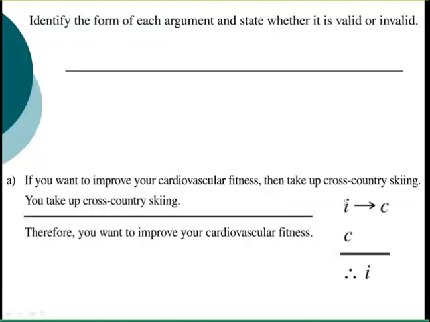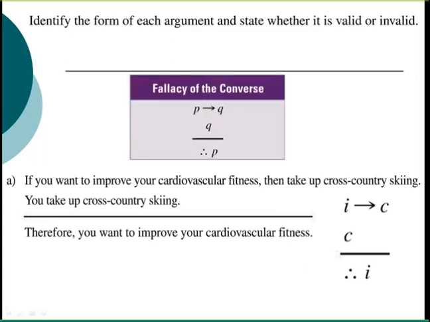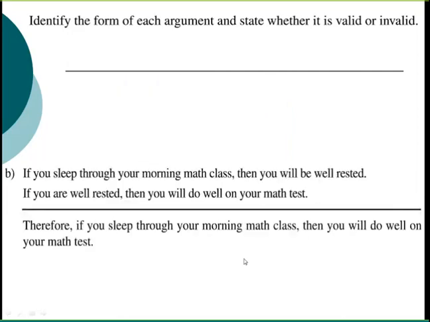So if I want to improve my cardiovascular fitness, I'm supposed to take up cross-country skiing, so I took up cross-country skiing. Does that mean that you wanted to improve your cardiovascular fitness? Well, it almost makes sense with a sentence, but think about it this way. Could I just take up cross-country skiing because I wanted a thrill? Could I take it up because my friends were doing it? Does that have anything to do with my wanting to improve my cardiovascular fitness? It could, but not necessarily. So that's why this is an invalid argument. It's not necessarily true. You can't have a hypothesis and then your next step is your conclusion, and then that must mean the hypothesis was true. It's not the way that this goes. So fallacy of the converse is what we're looking at here.